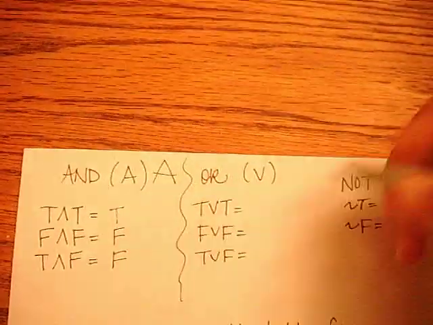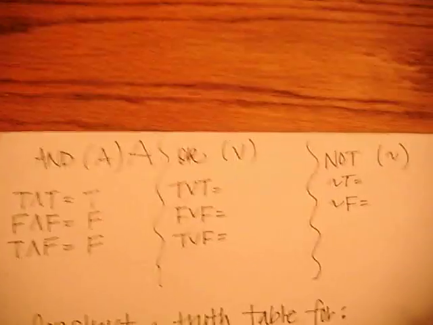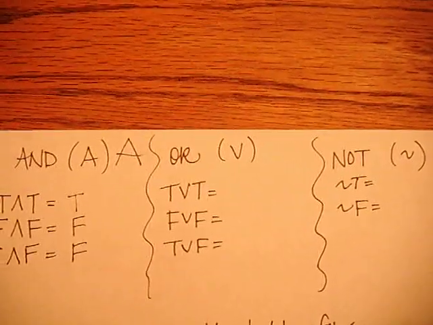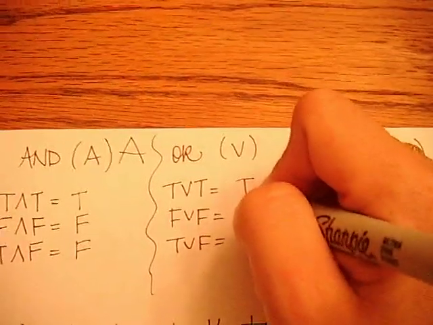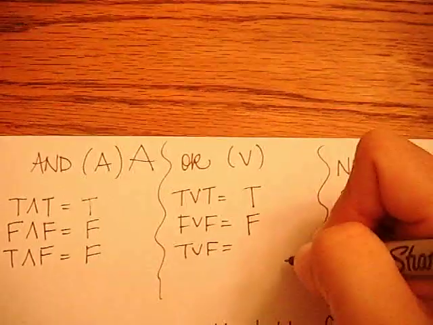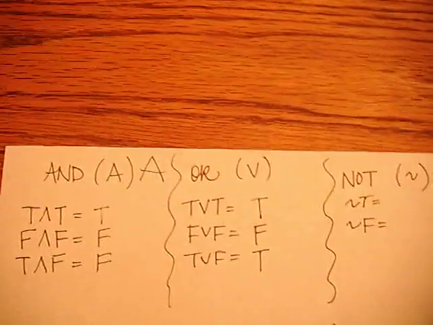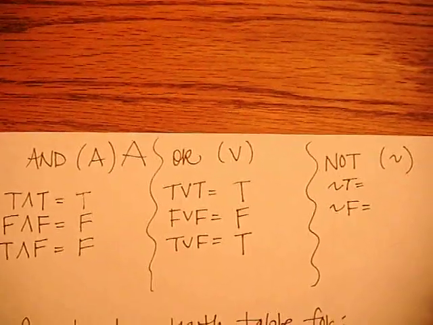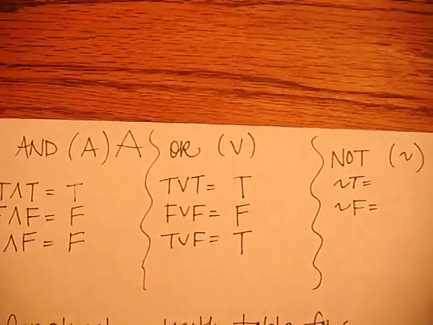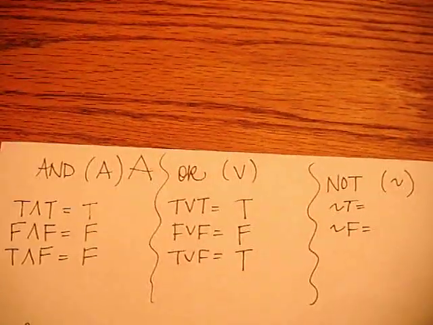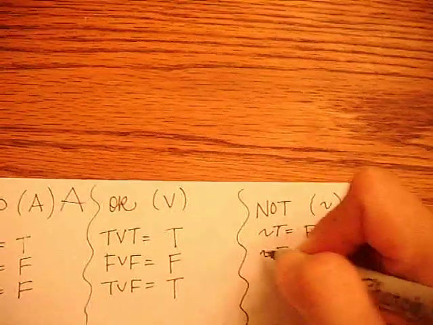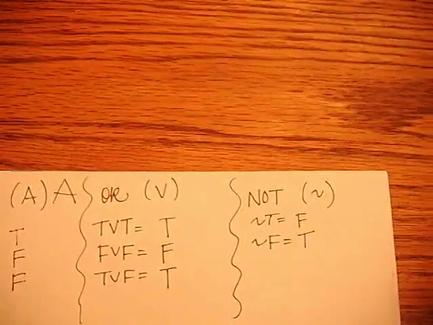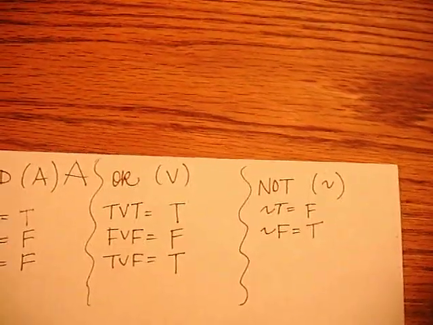Okay, rules for or. Remember the symbol for or is a V. True or true is true. False or false is false. True or false is true. Remember, for or, only one or the other has to be true for it to be true. Okay, not. That's the easy one. Not true is false. Not false is true. And of course the symbol for not is a tilde.